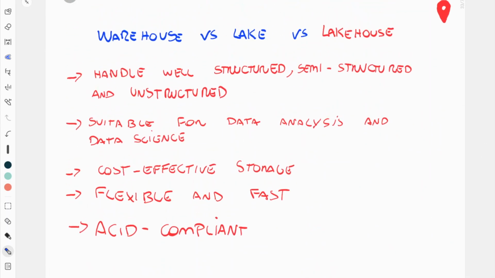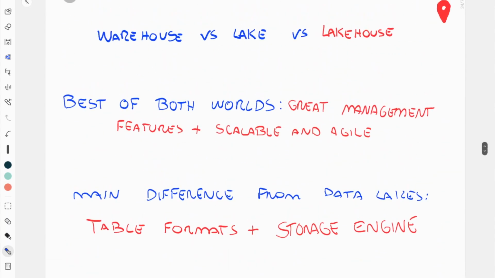So lake houses handle well-structured data, semi-structured data, and unstructured data, so all kinds of data. It is suitable for data analysis and data science, dashboards, and machine learning. It is cost effective, as Data Lake was, and it is flexible and fast, as Data Lake also was. But as I said, the main difference is ACID compliance. It is ACID compliant because of table formats and storage engines.